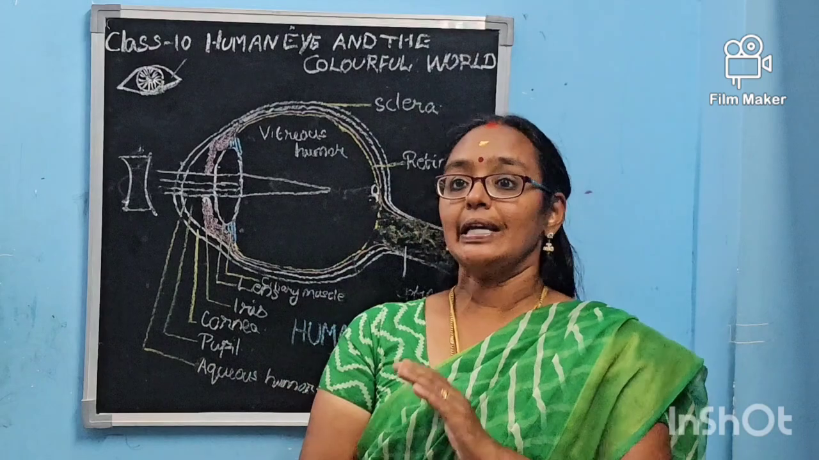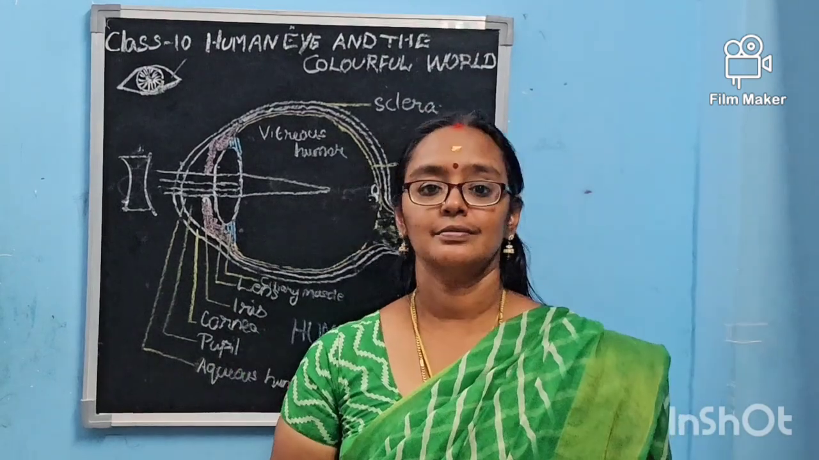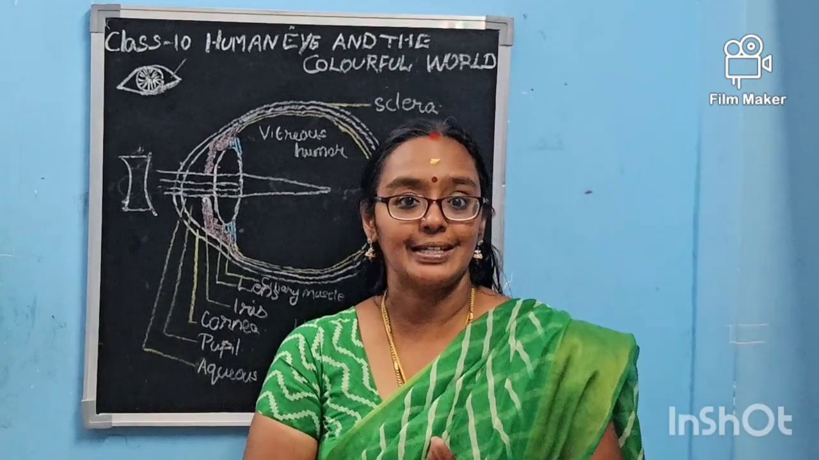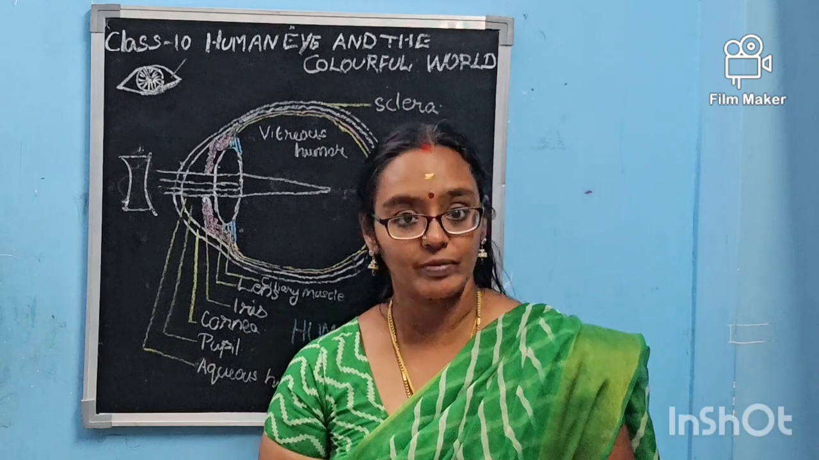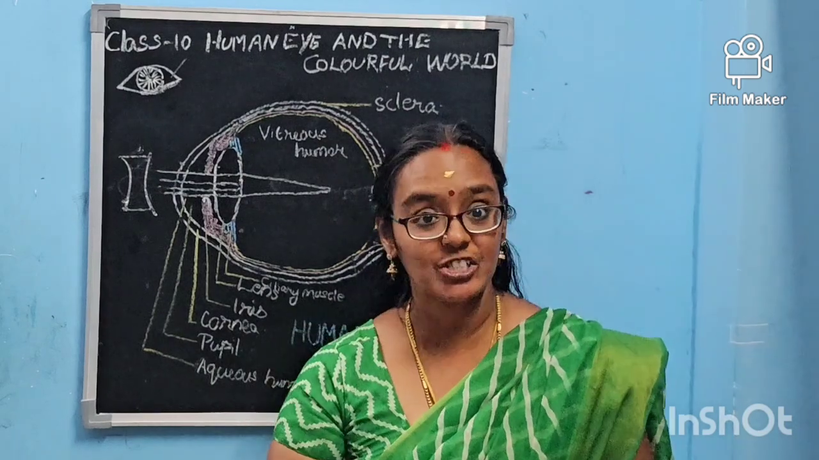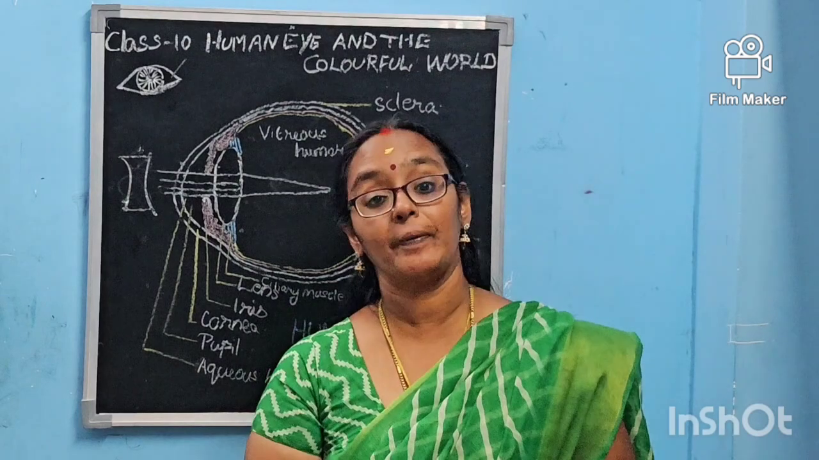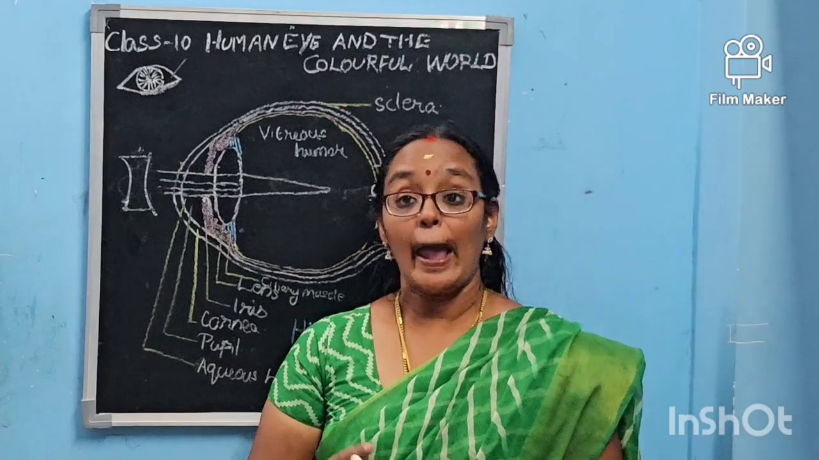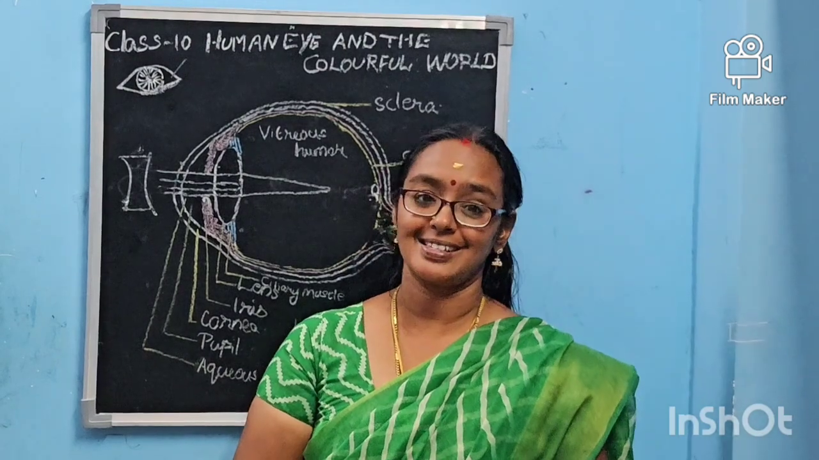Okay, so these are the defects, and up to this extent we have seen the parts of the eyes, then the power of accommodation of the eye, and the defects of the human eye, and the solution for that. Everything has been discussed. Then about the colorful world we will discuss in part B.